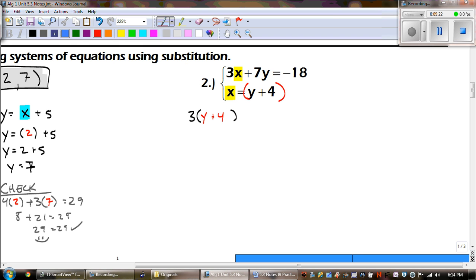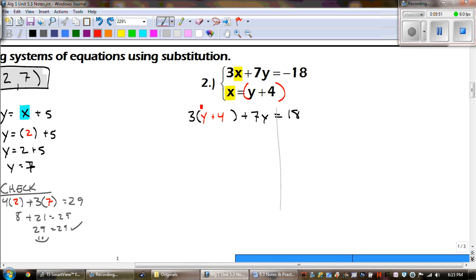x was equal to y plus 4, so we have 3 times (y plus 4) plus 7y equals 18. And I forgot to mention it on the last example. I should have. I'm sorry. But this is our checkpoint. Right here, we should only have one variable, and that one variable is y's. If you have x's in step number 2, an x and a y, you did something wrong.